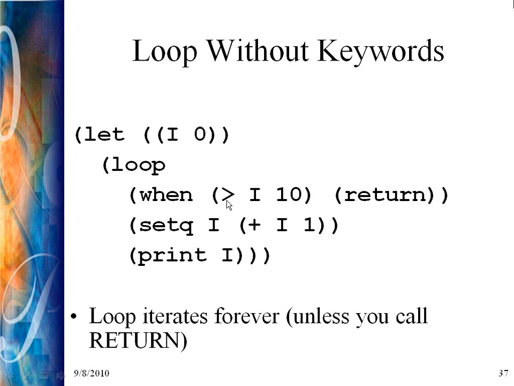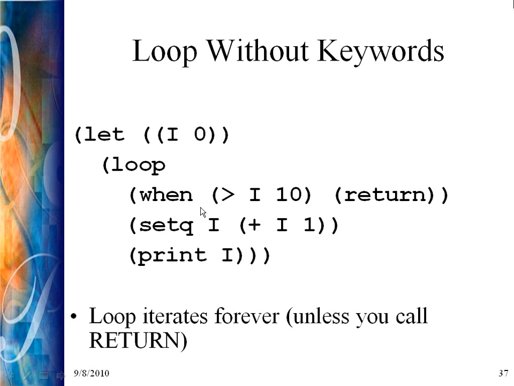So i is started with the value 0. So you're looping. It's saying, is i bigger than 10? No. So then you increment i and you print it, and then you go through the loop again. i is now 1. Is it bigger than 10? No. Then you increment it and print it. It's now 2. Then it's 3, 4, 5, 6, 7, 8, 9, 10. And when it gets to be 11, i is bigger than 10, and it returns. So this is loop without keywords.